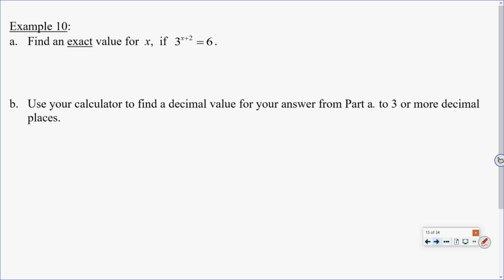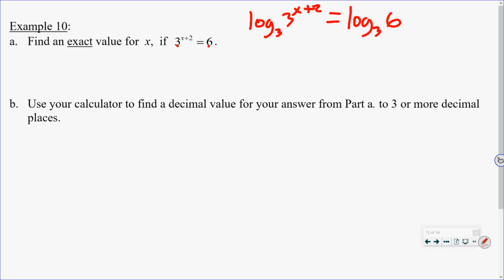All right, so we have another equation to solve here. Find the exact value of x if 3 to the x plus 2 equals 6. So let's go ahead and solve that. There's no way to make base 3 and base 6 the same. So what I'm going to do is take the log base 3 of both sides. So I have log base 3 of 3 to the x plus 2 equals log base 3 of 6.